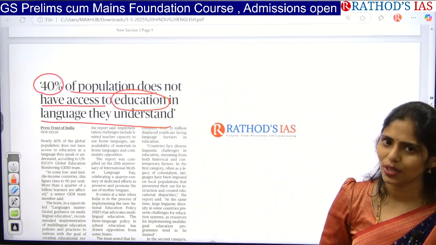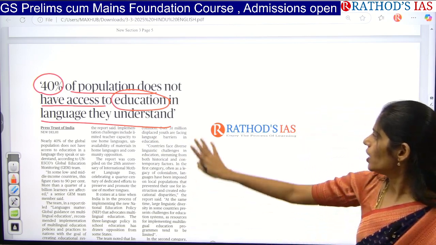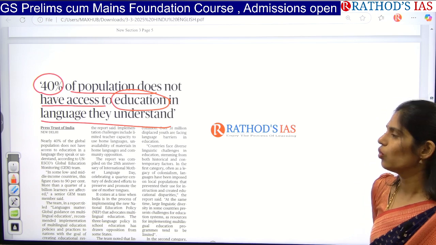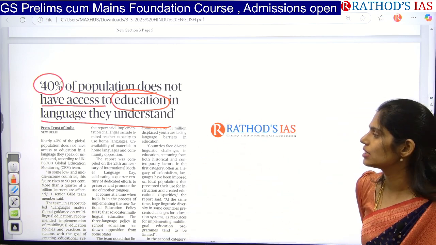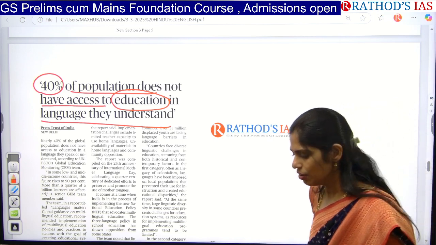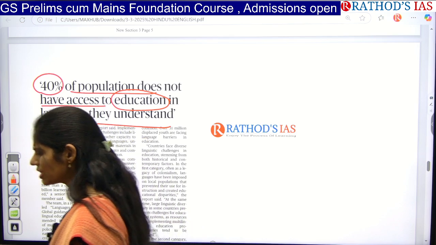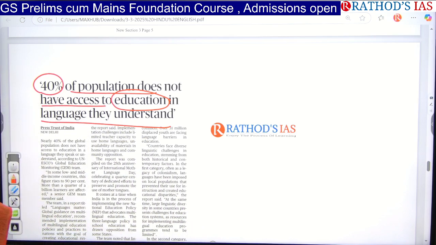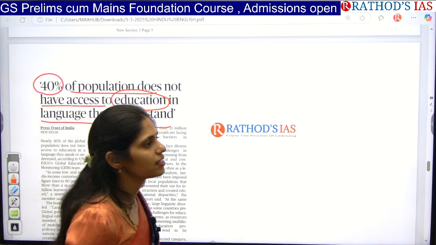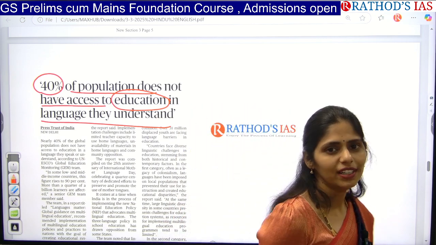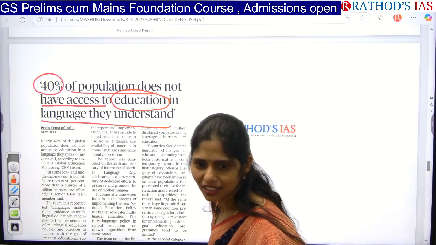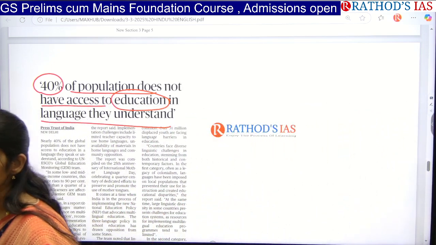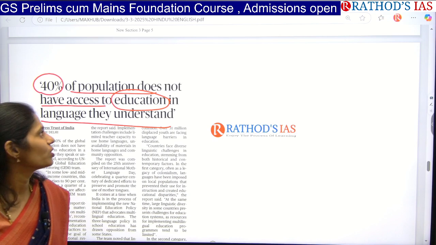So this article is very important, of course. What is this title saying? Yes, 40% of the population are not having access to the language they understand. What does this title mean? For example, if you have joined an English medium school and you don't know English, can you understand what they are teaching in English? No, that is the thing.